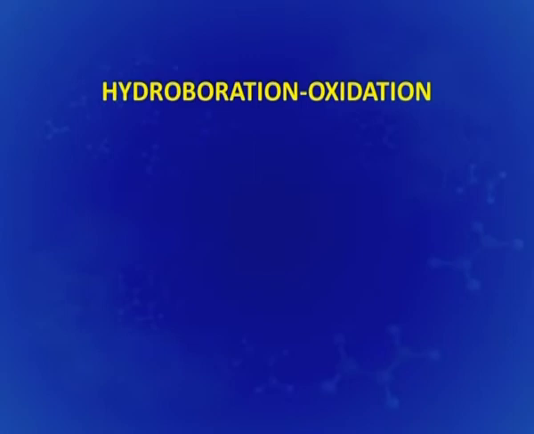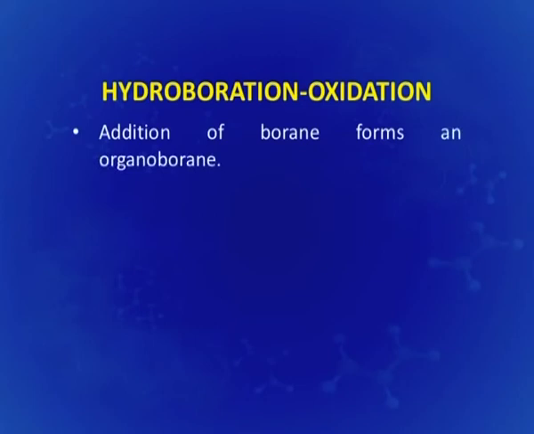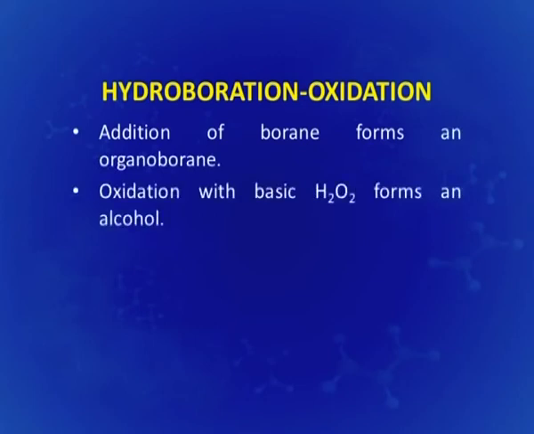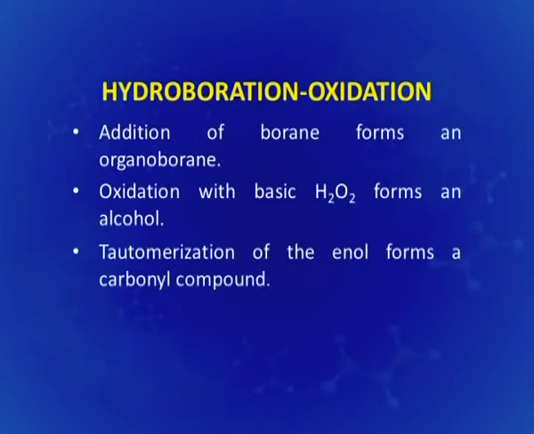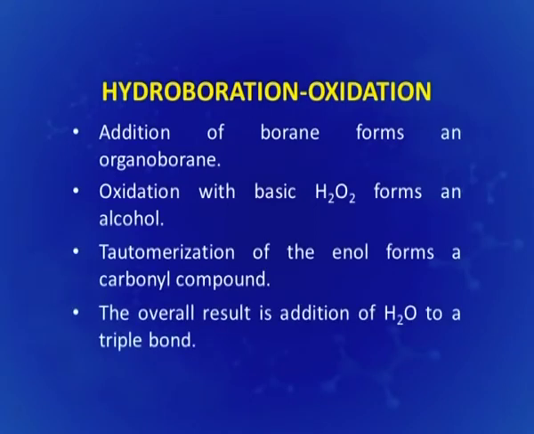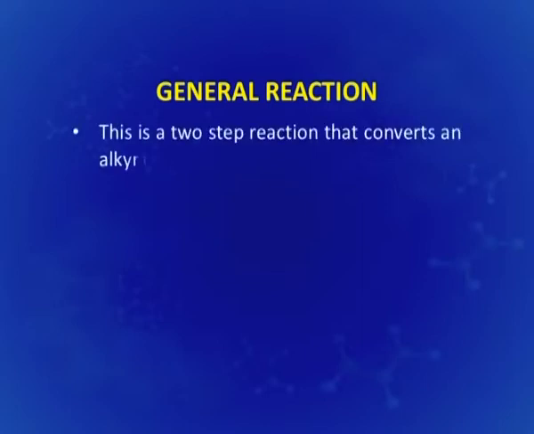The name itself indicates that the addition of borane forms an organoborane, and the second step is oxidation with basic hydrogen peroxide, which forms an alcohol, and the tautomerization of the enol forms a carbonyl compound. The overall result is the addition of water to a triple bond. This is a general reaction of hydroboration and oxidation. It is a two-step reaction that converts an alkyne to a carbonyl compound.